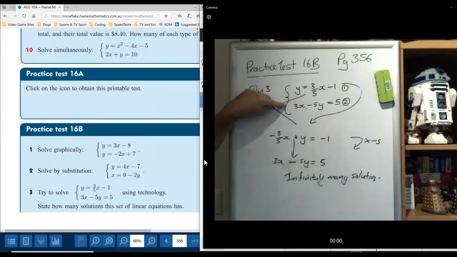Any solution, any point on this line is also a point on that line. Because lines go on forever and ever, there are infinitely many solutions. I'll say that again: any point that you choose on this line must also be on this line because they're the same line. So infinitely many solutions.